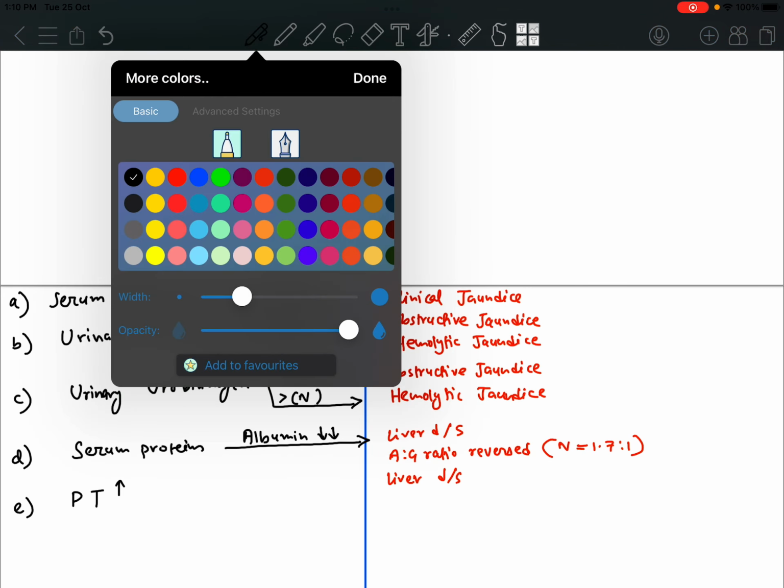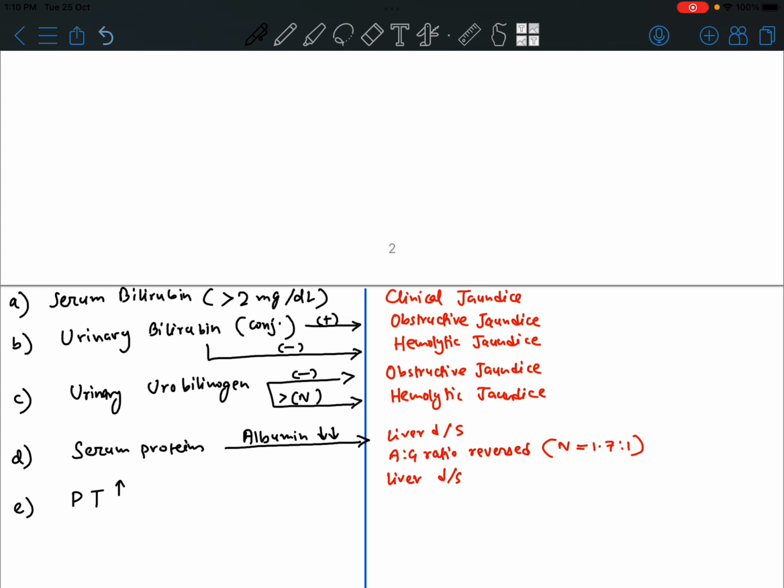Okay. Now next move on to thymol turbidity test. It depends upon the normal albumin globulin ratio. Okay, in abnormal liver function the AG ratio is abnormal and this test is positive. Test positive in, I can say, liver disease.